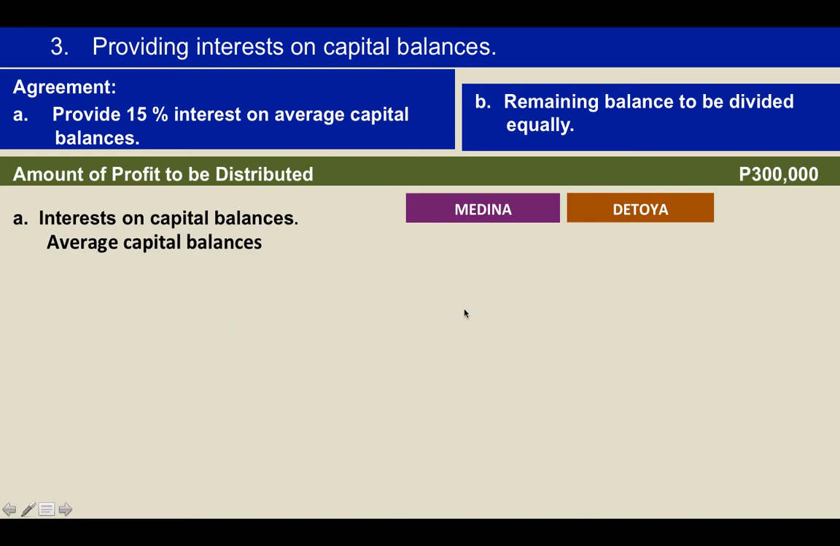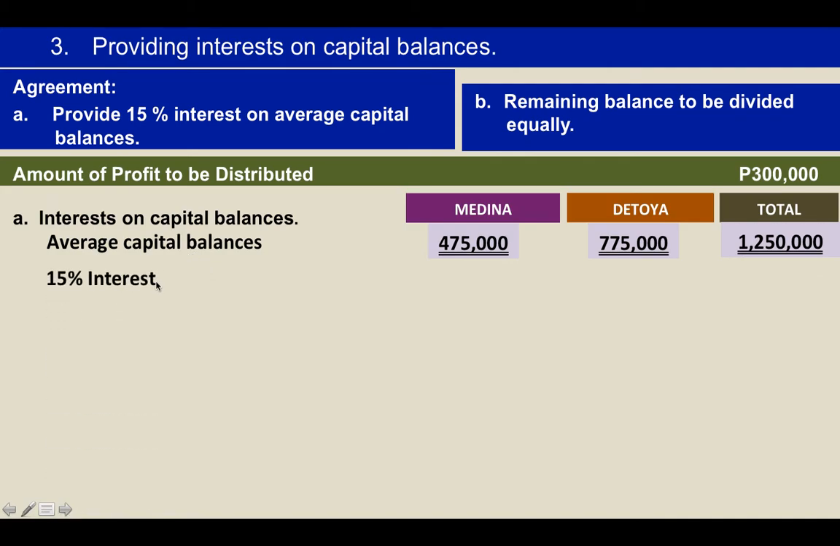And we have learned from the previous slide that the average capital balance of Medina is 475,000 and for Detoya it's 775,000. So we have to multiply these capital balances with 15%. So the amount of interest that will be provided to Medina is 71,250 and for Detoya 116,250 for a total of 187,500. And next agreement is that the remaining balance to be divided equally.